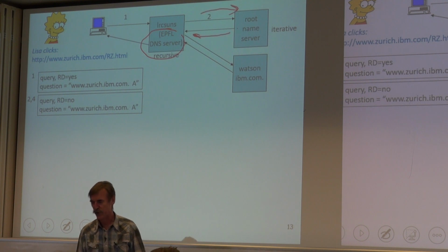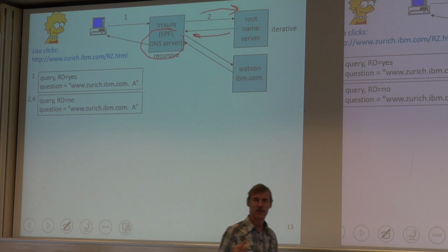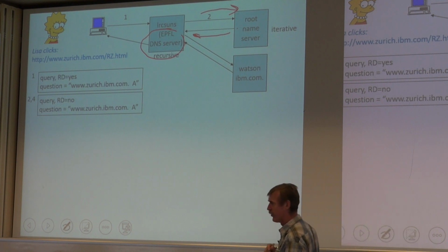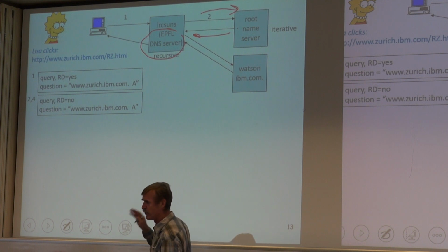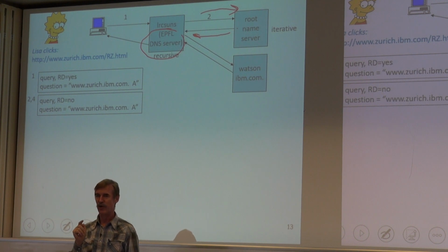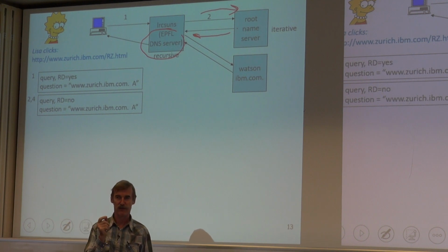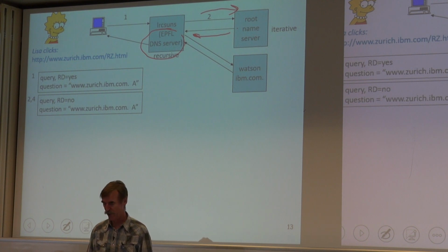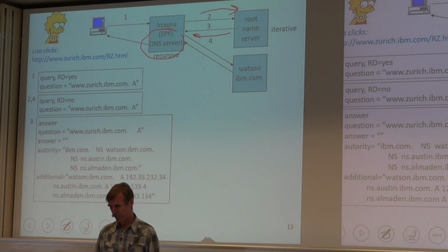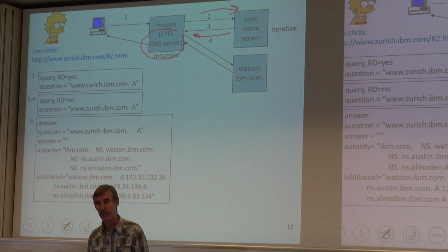Now, this root name server works in iterative mode. It will not completely solve the question, the answer, the problem. The problem is find the IP address of www.zurich.ibm.com. But the root server knows, oh, that's ibm.com. I will not give you the answer, but I will give you the IP address of the ibm.com DNS server. And the response will go back to the EPFL server. Now the EPFL server will continue and will send number 4, the same query, to the IBM server. And now the IBM server will answer.